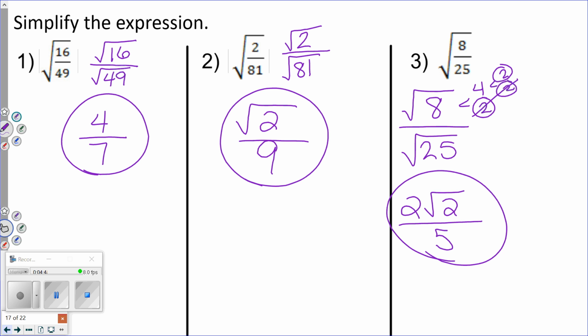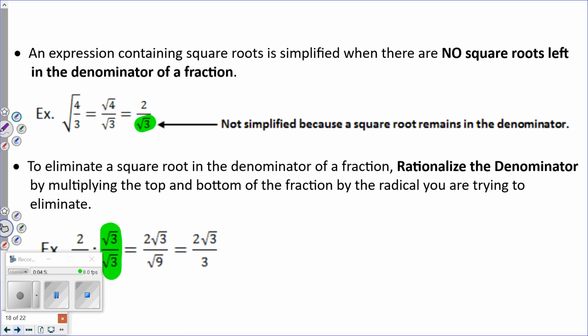All right, ready for the goofy rule in math? There's always those goofy rules. Someone, somewhere, a long time ago, and I honestly can't even tell you why, says that a fraction is not simplified if there is a radical in the denominator. We cannot leave them there.